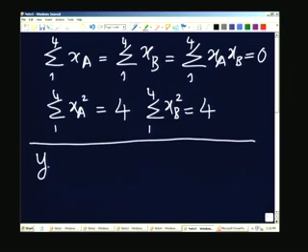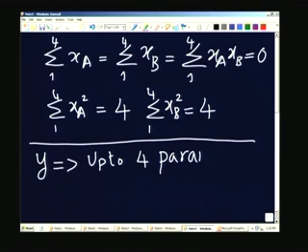Now let us look at the relationship between y and x a and x b, and maybe the product x a x b. This can have up to 4 parameters. Why is it so? Because I am conducting 4 experiments, I have got 4 y values and the corresponding values of x a, x b and the product x a x b. Therefore, I will be able to fit a curve or find a relationship which can support only 4 parameters.